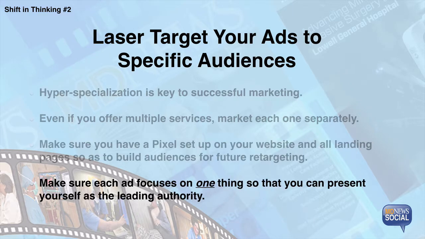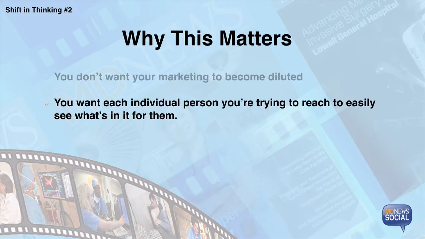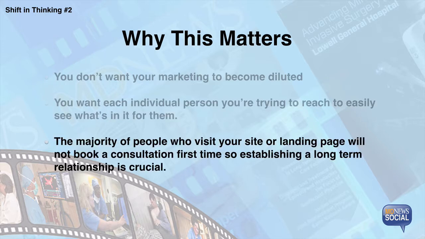So, cool tip there. Make sure that each ad focuses on one thing so that you can present yourself as the leading authority. So it's all about positioning here. Don't just say, hey, we can do anything. Even if you can, each message should present you as a leading authority in one thing and one thing only. Why does this matter? You don't want your marketing to become diluted. You want each individual person at the other end of that message to easily see what's in it for them. And that's all to do with your copy and your choice of images, but definitely making sure that it's specific to their needs and their desires.